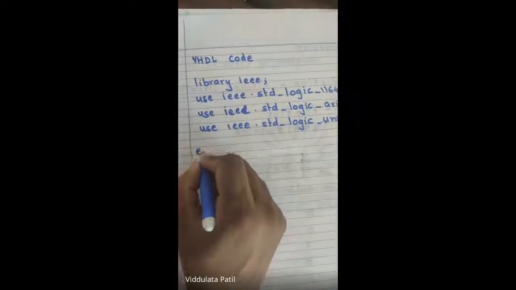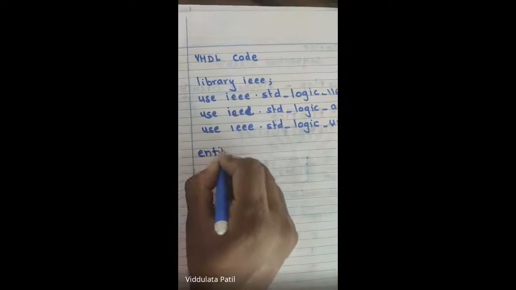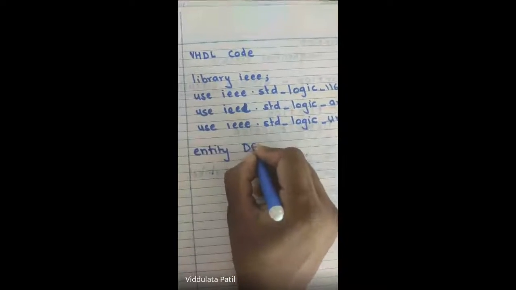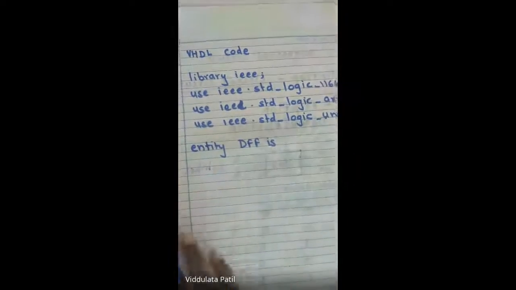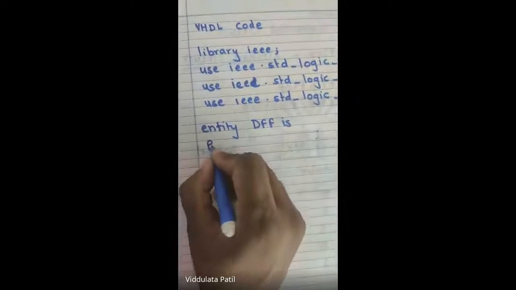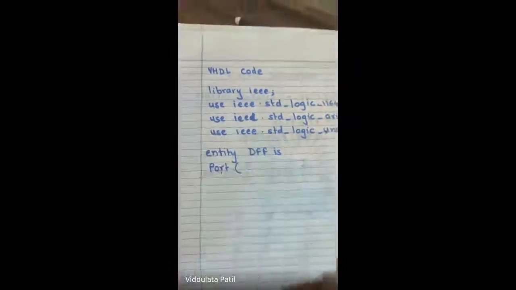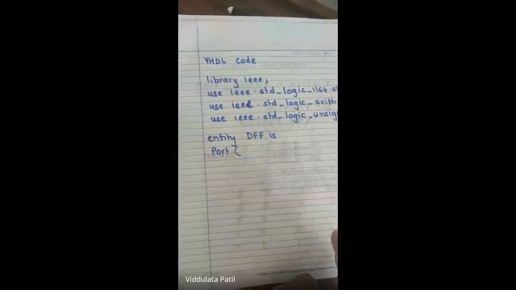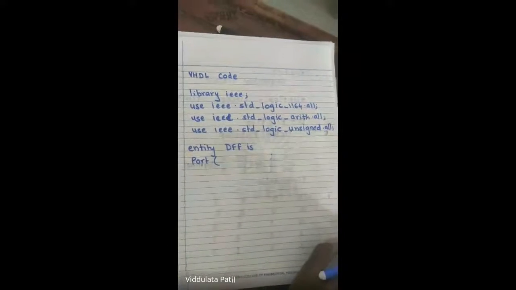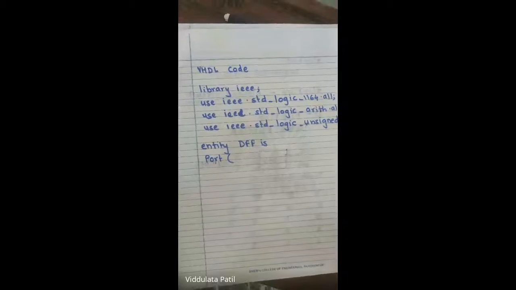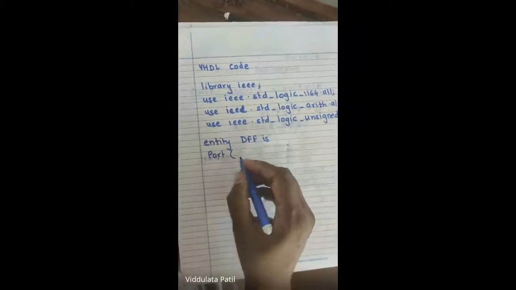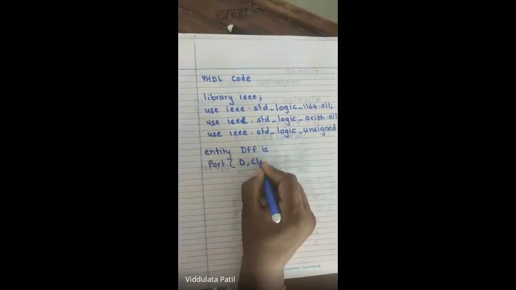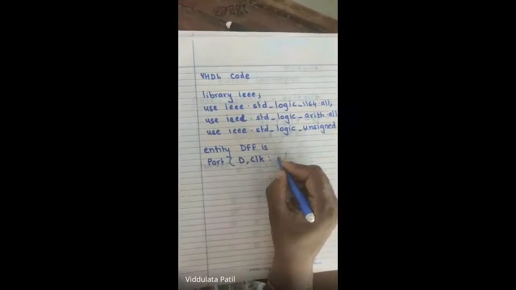Then after this we are going to declare the entity. Let us give the name as DFF. Then we are going to declare ports for this. So how many ports are there in this flip flop? Two input ports as well as two output ports. So here D and clock are the two input ports.